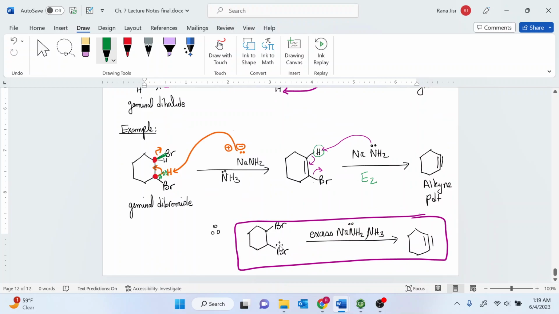The total reaction is this. So you use an excess of the sodium amide. This is how you write it down, excess NaNH2. And the solvent can either be polar protic like ammonia, or you can use a polar aprotic solvent like DMSO or DMF.